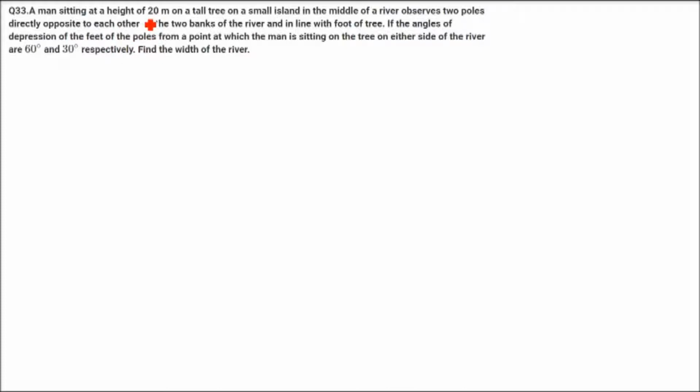A man sitting at a height of 20 meters on a tall tree on a small island in the middle of a river observed two poles directly opposite each other on the two banks of the river and in line with the foot of the tree. So here is a tree, here are two banks. So the height of the tree is 20.